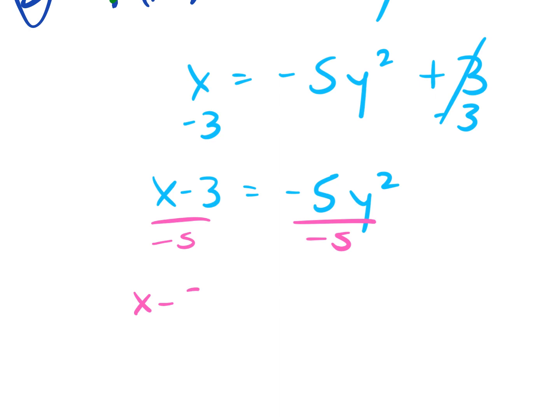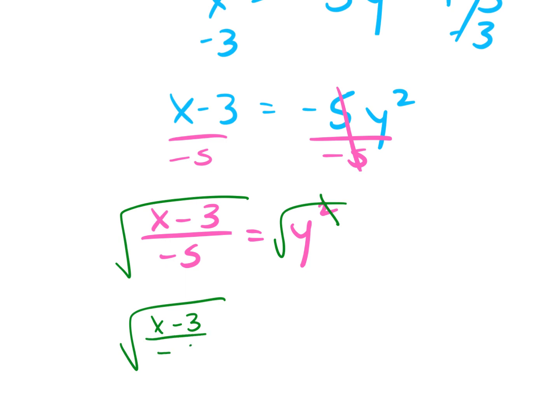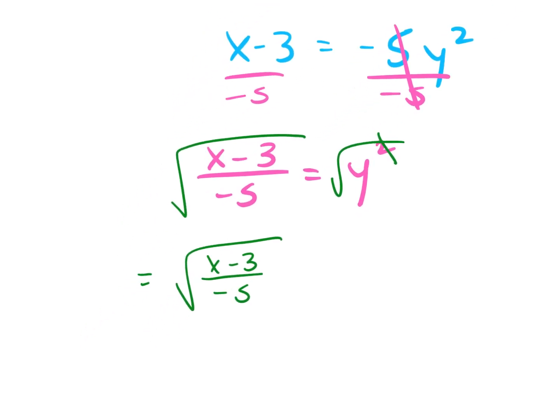So (x minus 3) over negative 5 is equal to y squared. And then what? Square root. Perfect. Square root both sides. So this would be the square root of (x minus 3) over negative 5 is equal to y. So we're done. So I'm going to name this as our inverse. So f negative 1 of x.